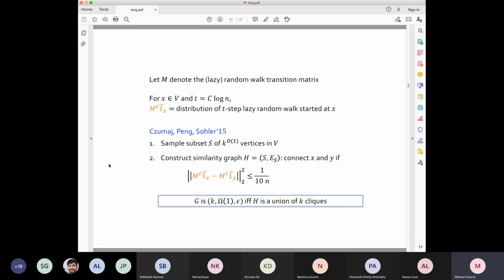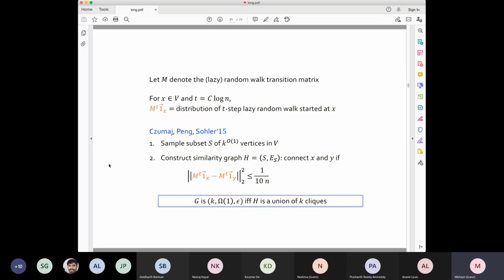Good. And then one constructs a sort of similarity graph, call it H, on the sampled vertices, where we connect vertex x to vertex y if and only if the Euclidean distance squared between the t-step distributions of random walks is at most a small constant divided by n. So there's some threshold, and you basically just connect two vertices if the distributions of their random walks are close in Euclidean, in L2 squared, and you don't connect otherwise.